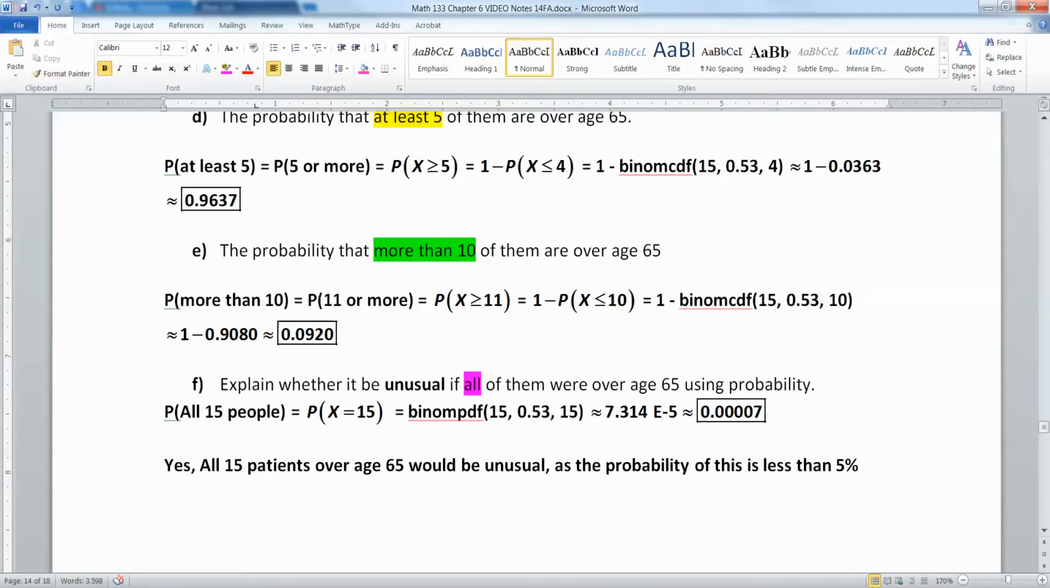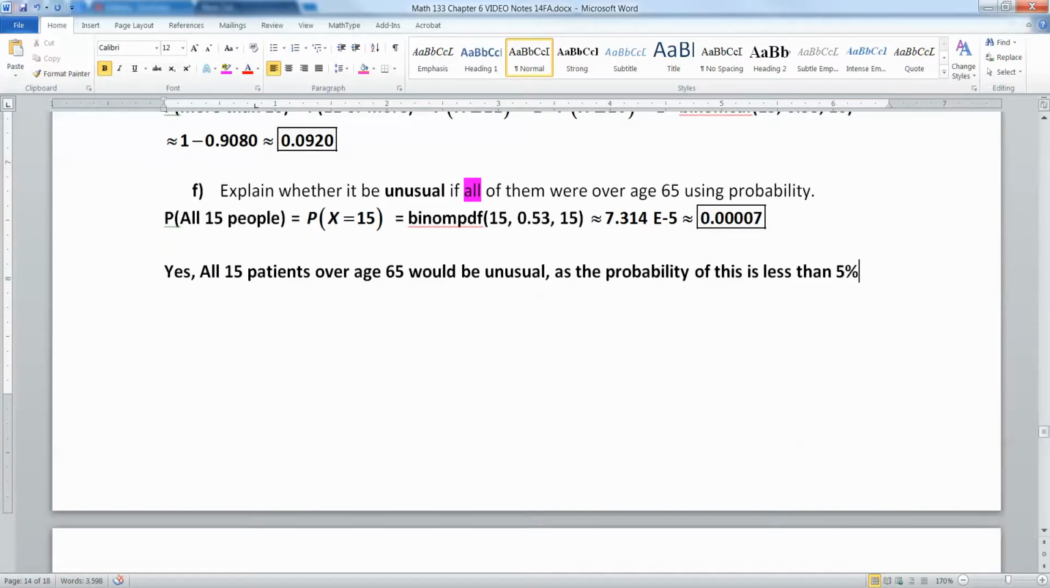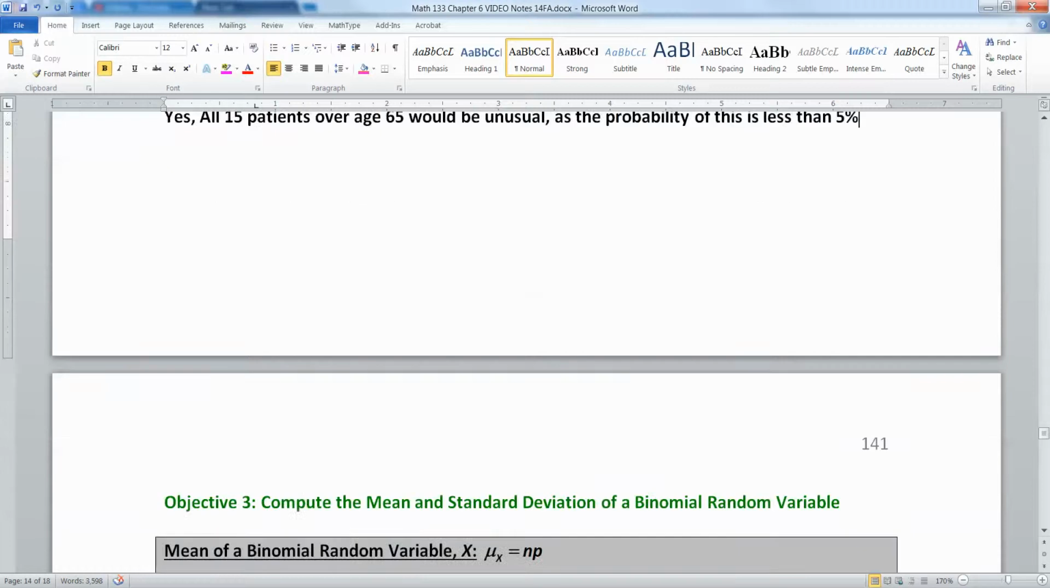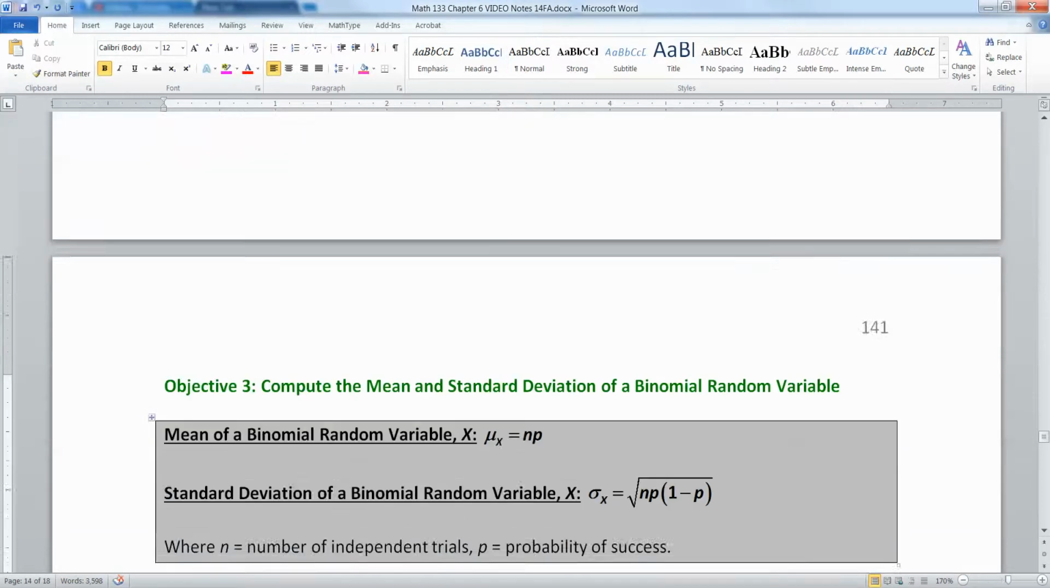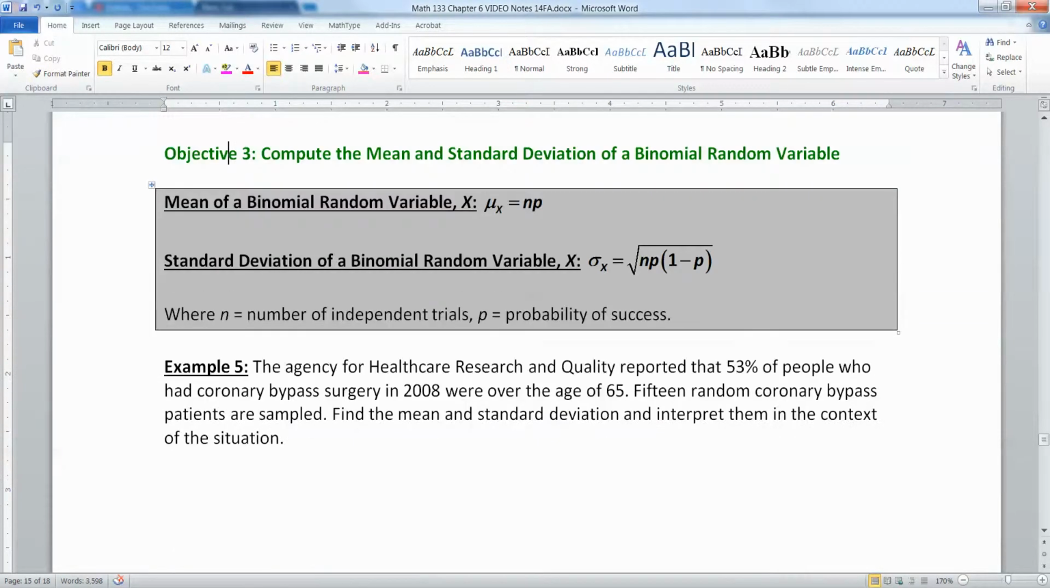Alrighty then. We're finally done with that example. Now let's move on past the binomial formula for just a minute and talk about some other nice things that happen with the binomial probability experiment. Because the binomial probability experiment follows very particular patterns, it gave us that formula for probabilities, which is lovely. It also gives us very simple formulas for the mean and the standard deviation.